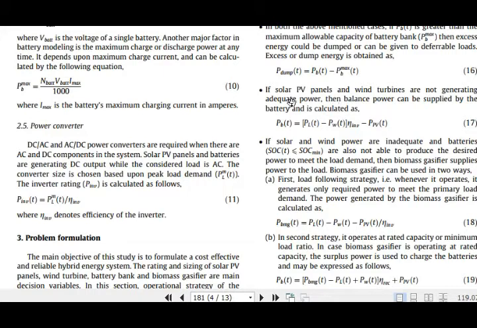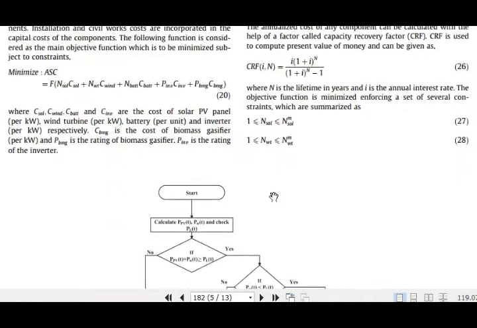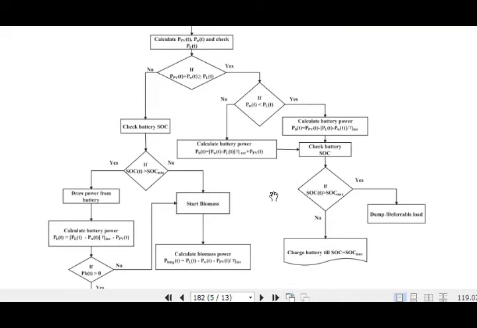The last case is the discharging. As I forgot to mention earlier, there are two portions. This right side is the charging: if the PV and wind power is greater than the load, then it is totally the charging of the battery.